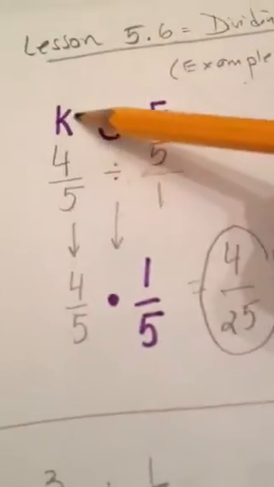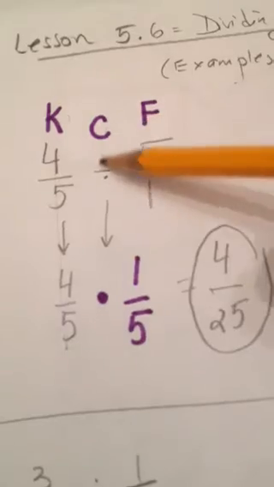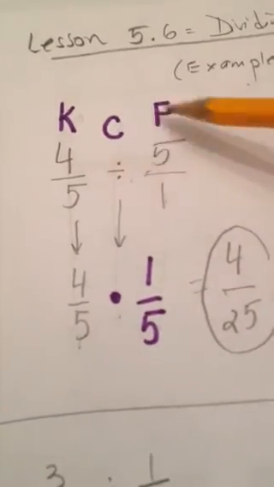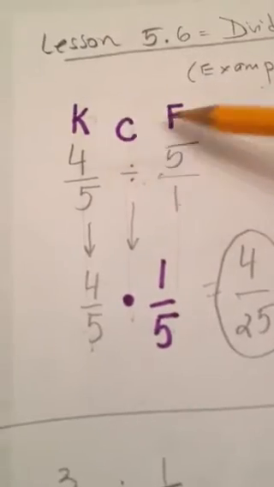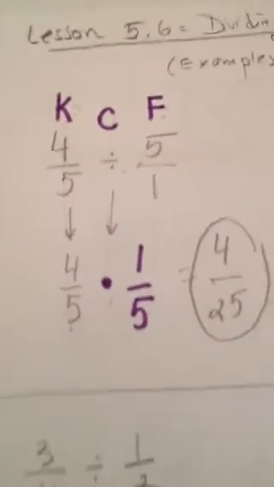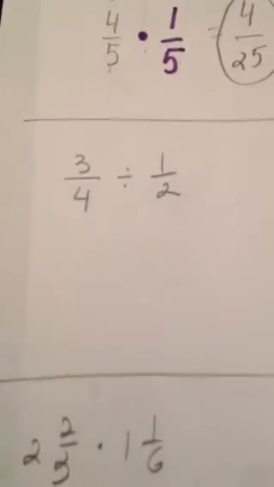So keep the first fraction, change to a multiplication, flip the second fraction. KCF, not KFC, but KCF. Keep, change, flip. Say it. Keep, change, flip. So let's see how it works with the next example. So again, keep the first fraction, change it to a multiplication, flip the second one.